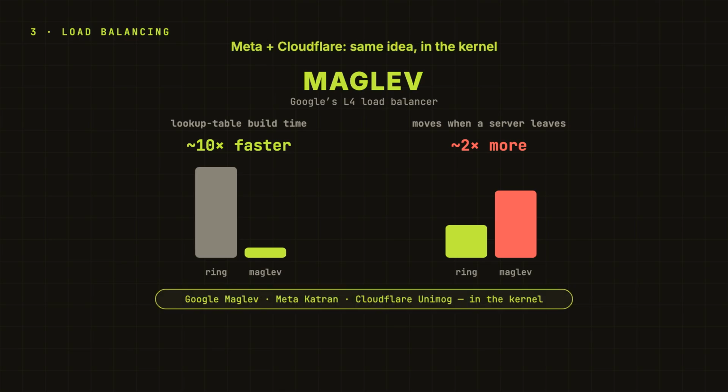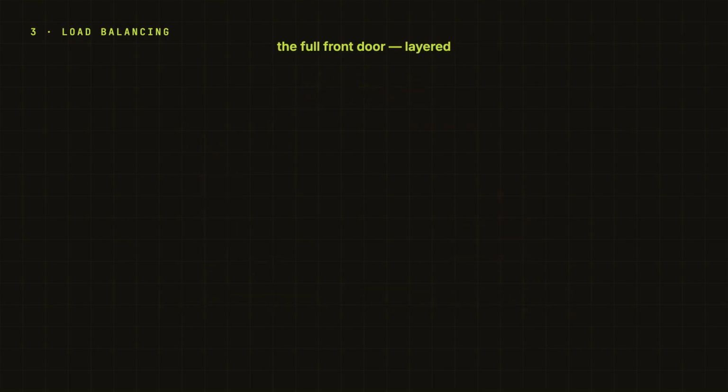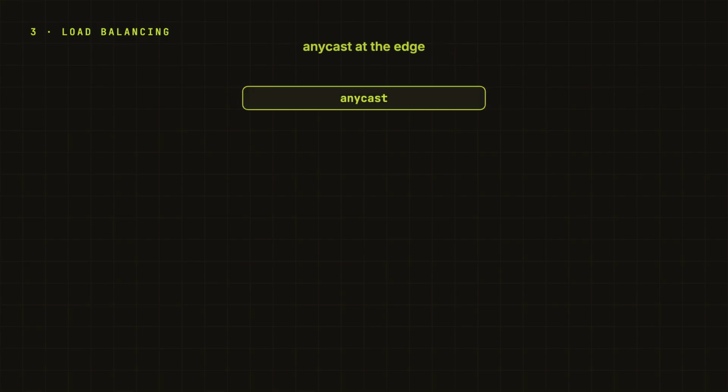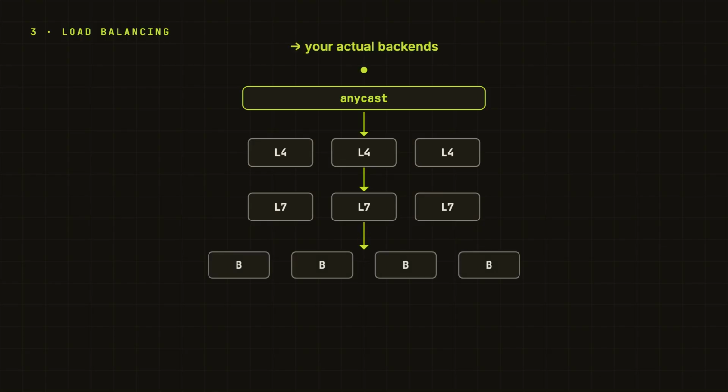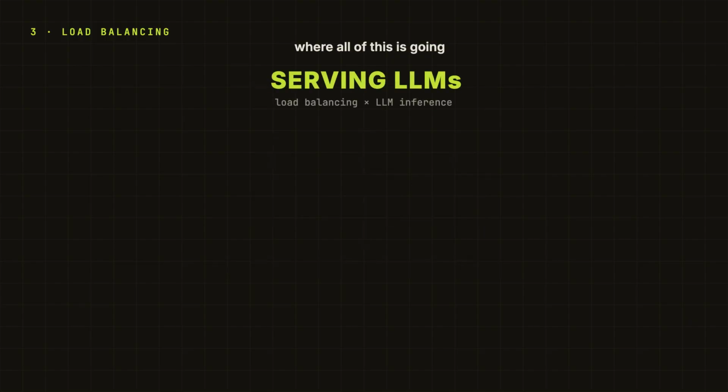Meta and Cloudflare run their own versions of the same idea right inside their kernel. So the full front door is just layered Anycast into a simple layer 4 tier, into a smarter layer 7 tier, and then onto your actual backend servers. And I want to end on where all of this is going because it is close to home for me.